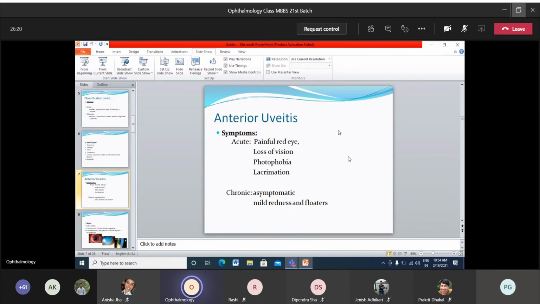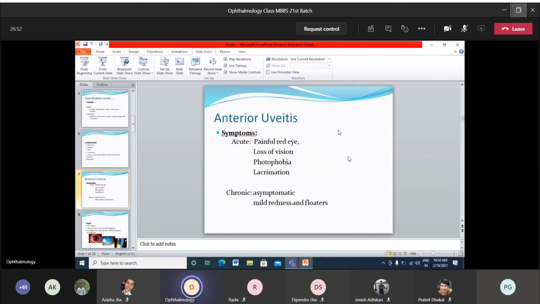Patients will come with acute symptoms of a painful red eye with loss of vision. Okay, so it is also one of the causes of painful red eye with loss of vision. Along with that, there'll be lacrimation and photophobia in acute conditions. Whereas in chronic cases, where it's more than 3 months, usually they are asymptomatic and they'll just have mild redness and floaters, or black spots moving in front of the eye.